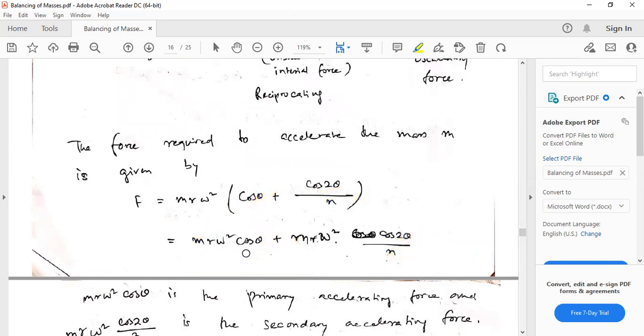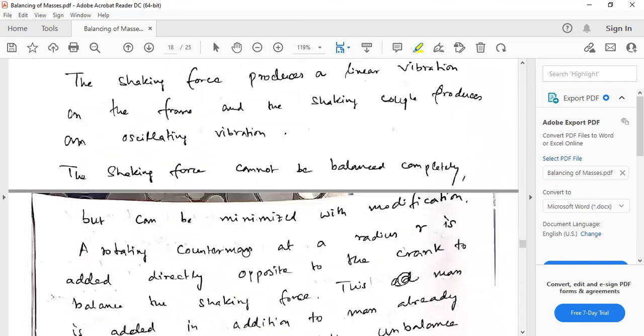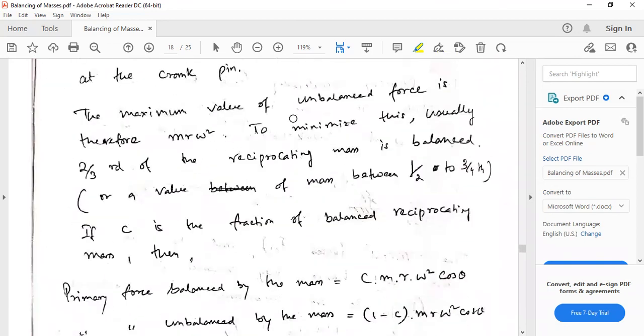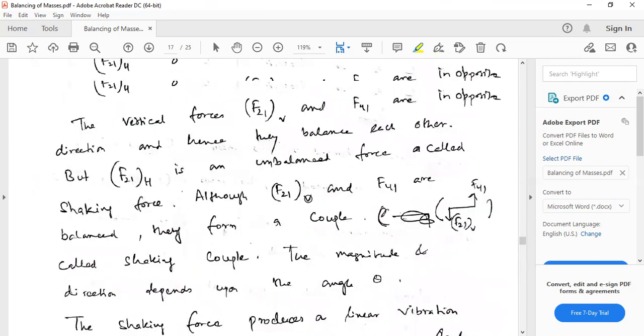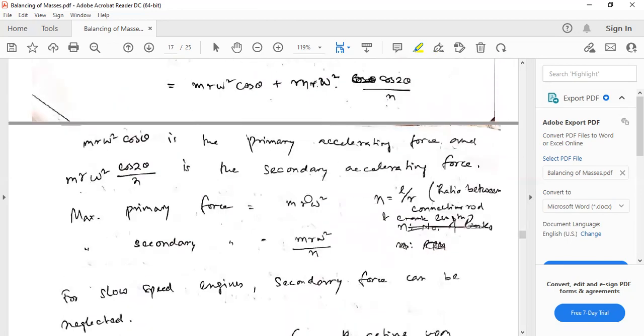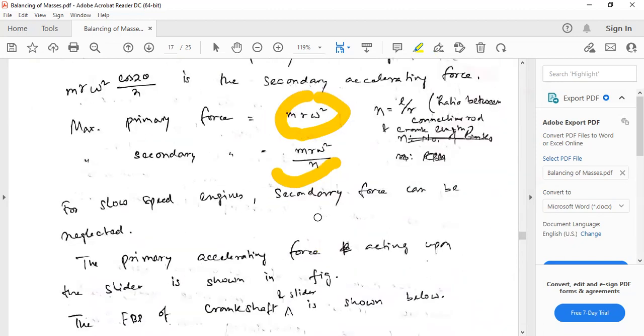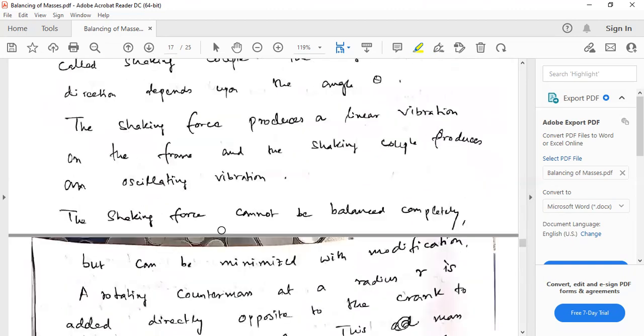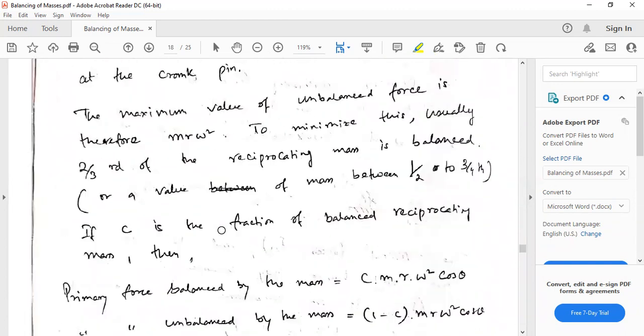So how to balance it? You have to take the maximum value of the unbalanced force, that is m r omega square, because if we balance the maximum value, whatever is less than that will automatically get balanced. The maximum primary force is this. We have neglected the secondary one because we can neglect it for slow engines; we have assumed it is a slow engine. So m r omega square is what we have to balance here. We balance 2/3 of this one. Actually, that is not always 2/3.